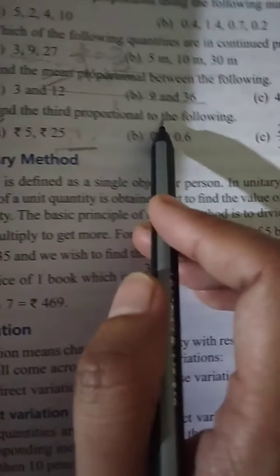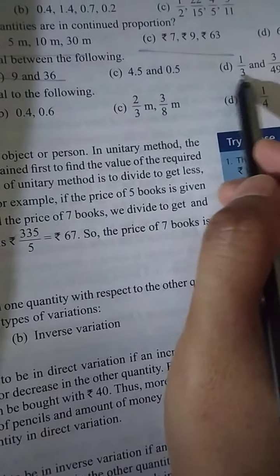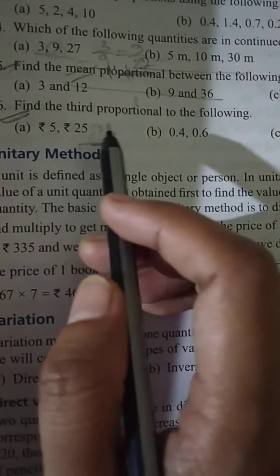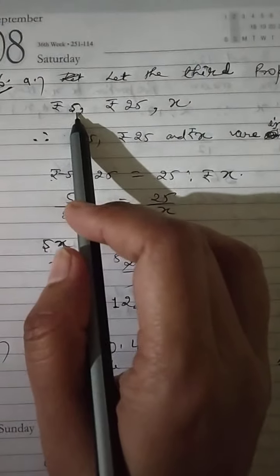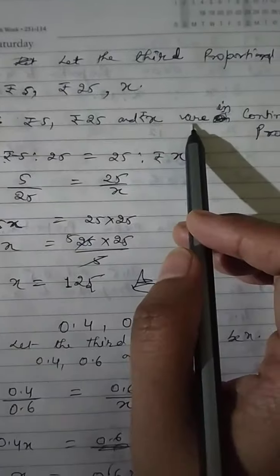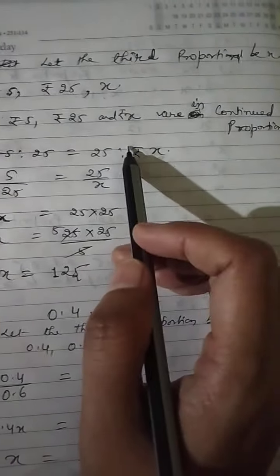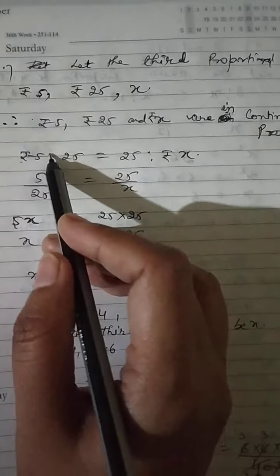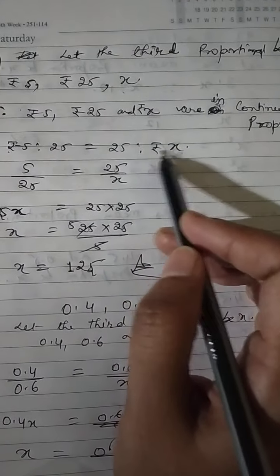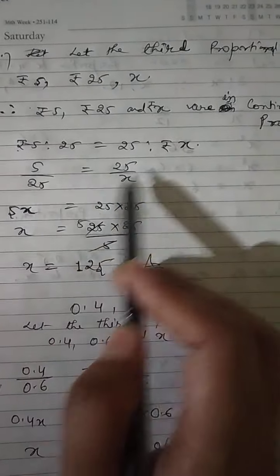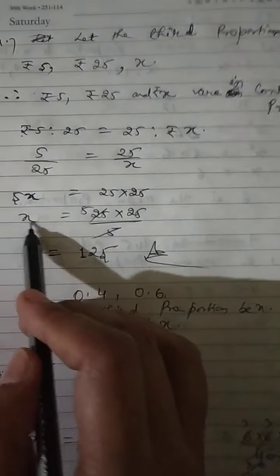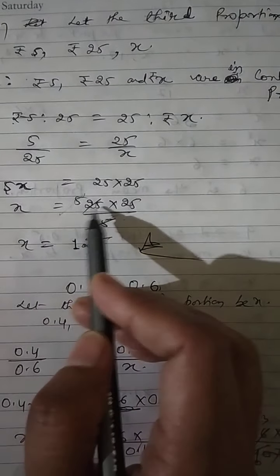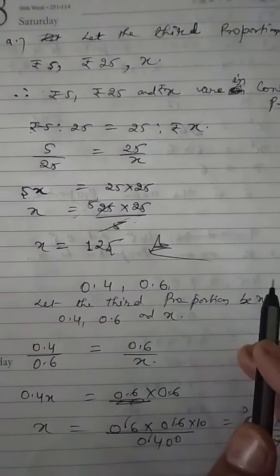Now see question number 6. Find the third proportion to the following. You can do D number by yourself. Okay. Third proportion you have to find. So we will let the third proportion be x. So rupees 5, rupees 25 and x. You can write it in proportion if these are in continued proportion. Okay. So rupees 5 is to 25 and 25 is to x. Now you can write it in this manner. After that 5 into x, 5x, equals 25 into 25. Then x value, 5 will come and divide. 5 fives are 25, 25 fives are 125.